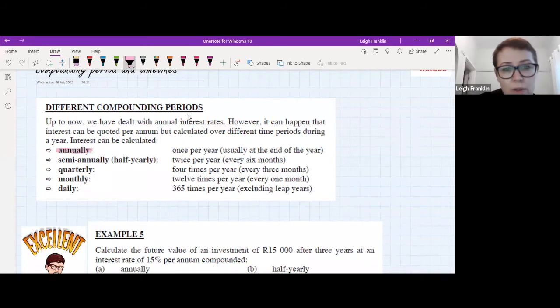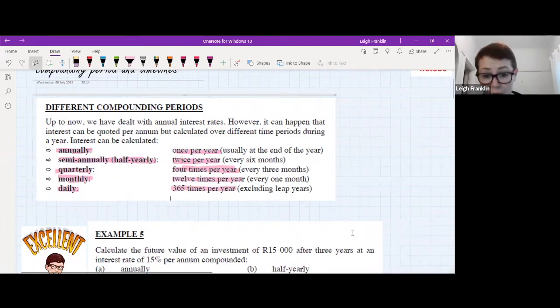So annually is once per year. Semi-annually or half-yearly means twice per year, every 6 months. Quarterly means 4 times a year, so every 3 months. Monthly is 12 times a year because it happens every month. And in some cases, there may even be daily compounding, which means it's going to happen 365 times per year. So that's quite a lot.